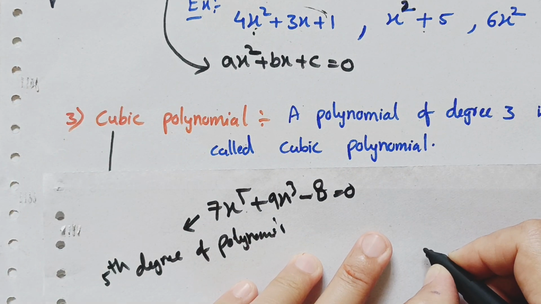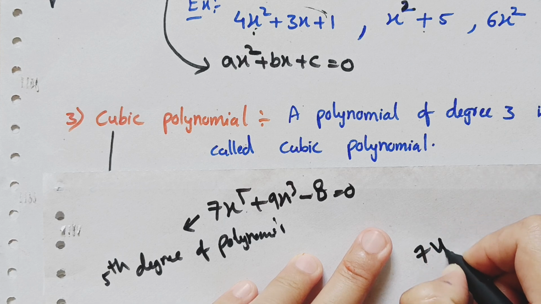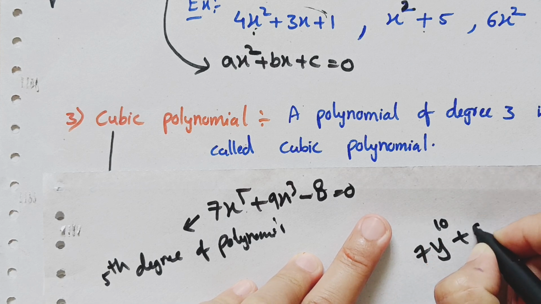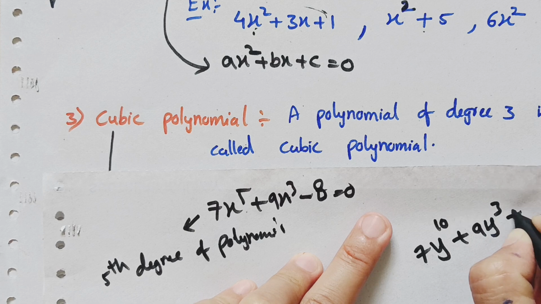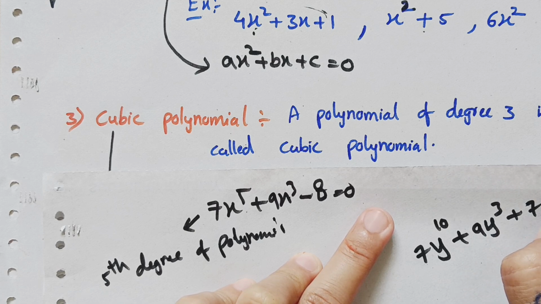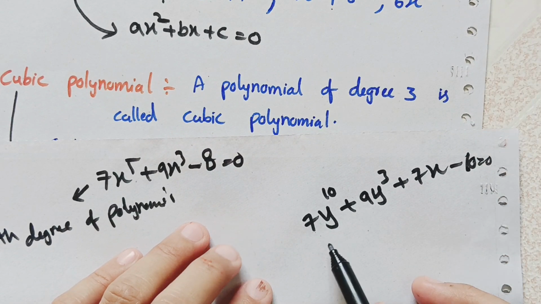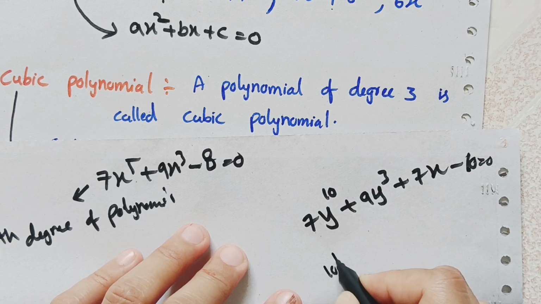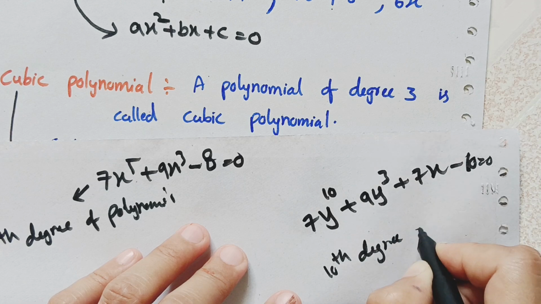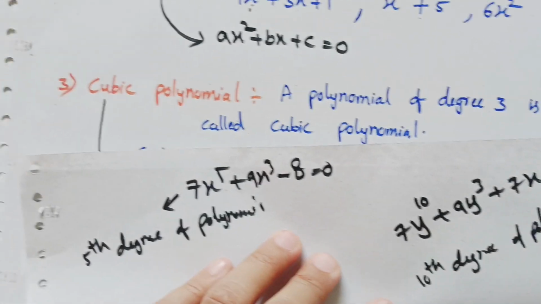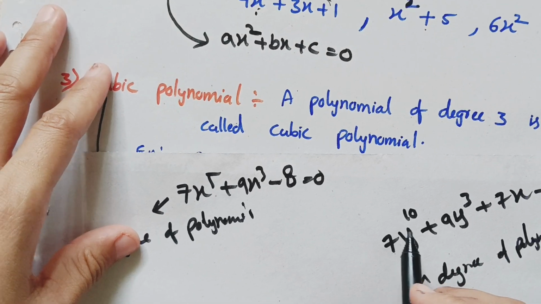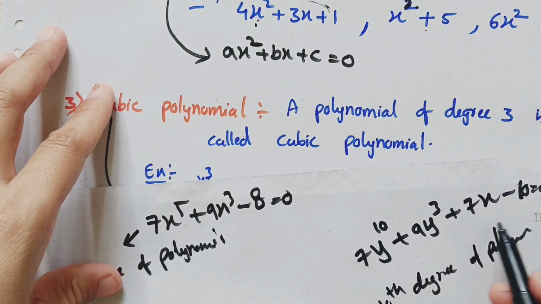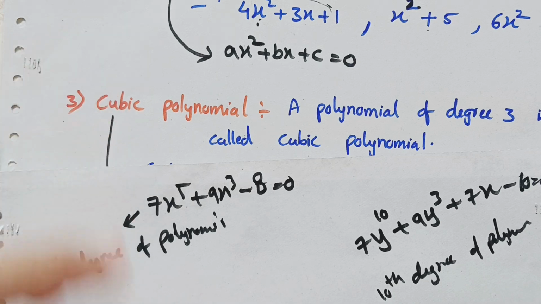If I had 7y to the power 10, then 9y cube plus 7x minus 10 equal to 0, then we call this polynomial a 10th degree polynomial. Why? Because we have the power 10, which is the highest in this entire polynomial. That's why it is a 10th degree polynomial.